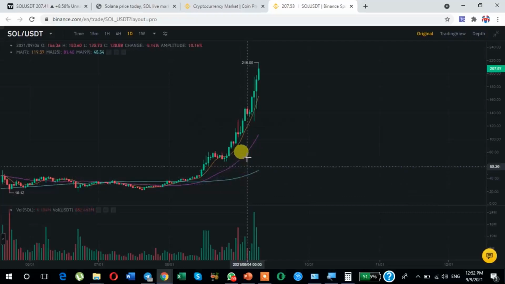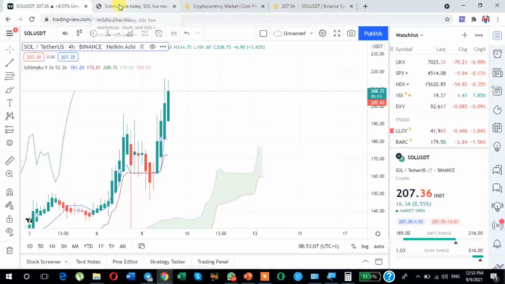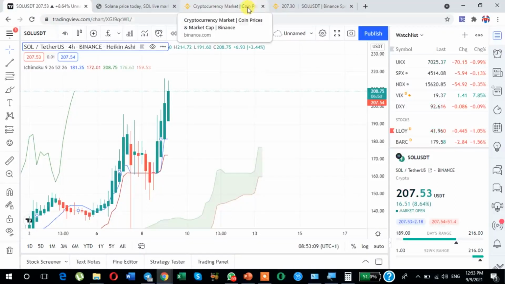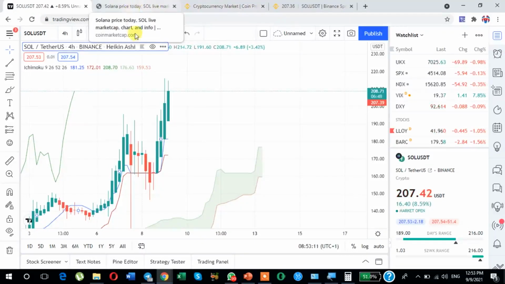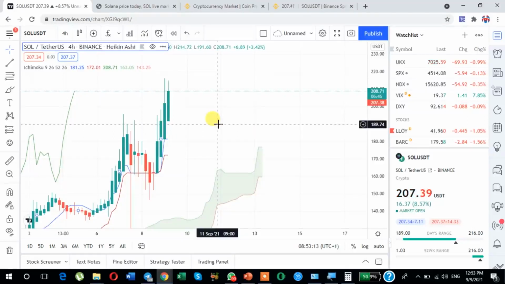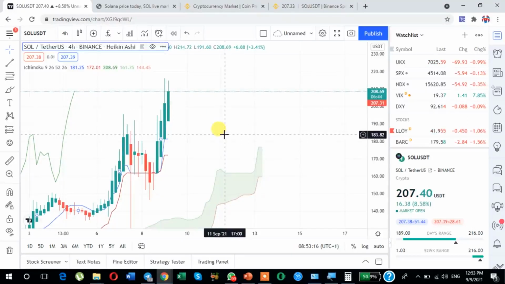This is moving averages, and this is volume. In this way you check any coin and token. The procedure is the same technique. Buy low and sell high in short term trading.